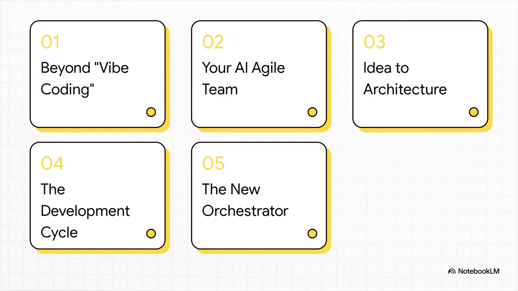So, here's how we're going to break it all down in this explainer. First, we'll tackle the problem, what people are calling vibe coding. Then, we'll get into the core idea of the BMAD method, thinking of AI as your agile team. After that, we'll walk through the planning phase, the actual dev cycle, and finally, we'll talk about what your new role looks like in all of this.